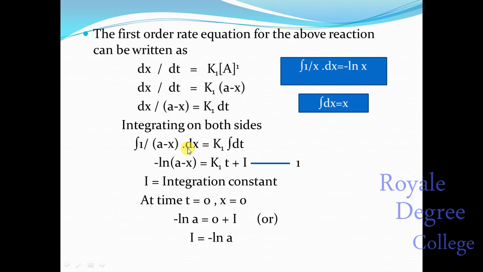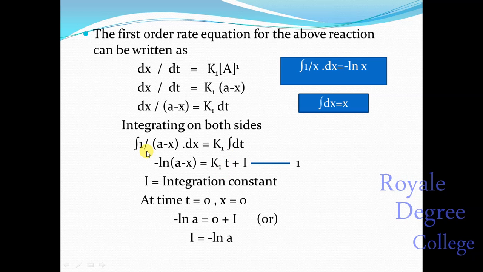See, integrating on both sides, we are using this formula for integration, that is integration of 1 by x into dx is equal to ln x. So here we are writing like this, integration of 1 by a minus x into dx is equal to K1. It is a constant, so we are writing K1 as it is. Then integration of dx is equal to x, so integration of dt is equal to t.